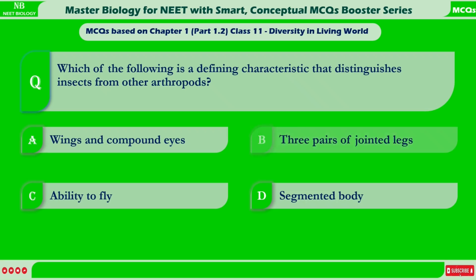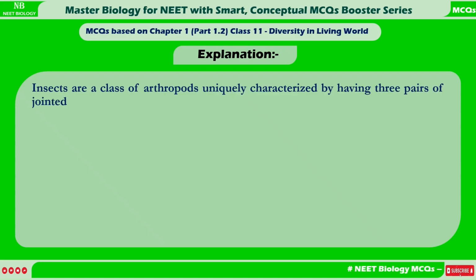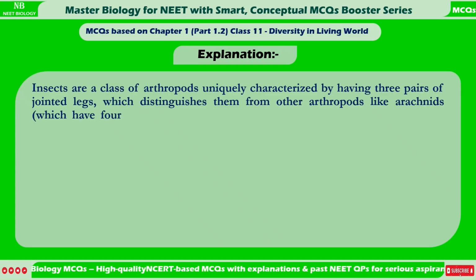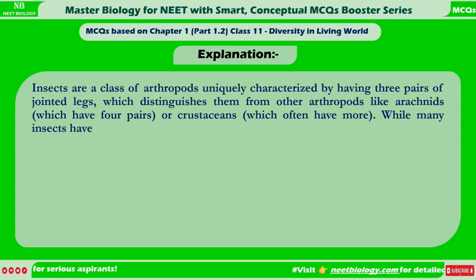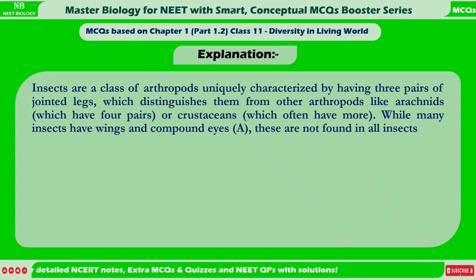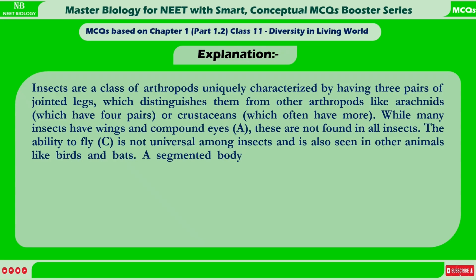Correct answer is B. 3 pairs of jointed legs. Explanation: Insects are a class of arthropods uniquely characterized by having 3 pairs of jointed legs, which distinguishes them from other arthropods like arachnids, which have 4 pairs, or crustaceans, which often have more. While many insects have wings and compound eyes, these are not found in all insects. The ability to fly, C, is not universal among insects and is also seen in other animals like birds and bats. A segmented body, D, is a general characteristic of all arthropods and not specific to insects.